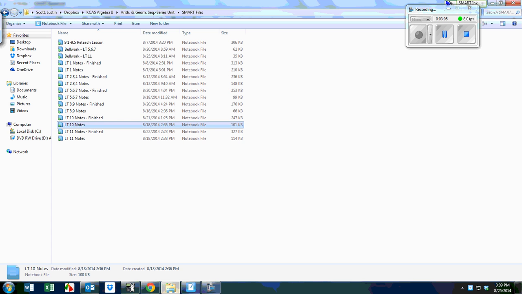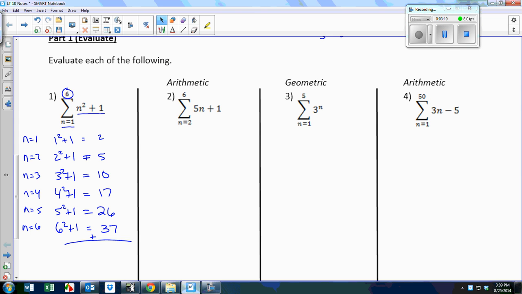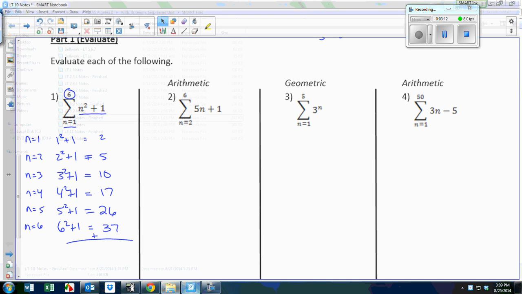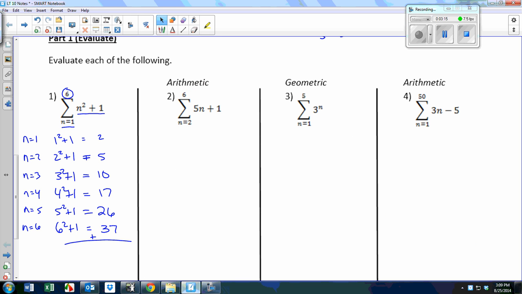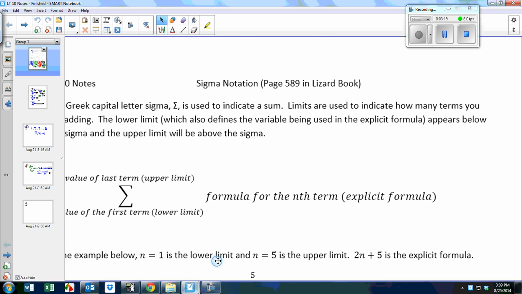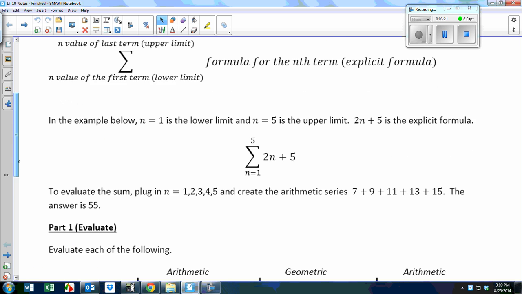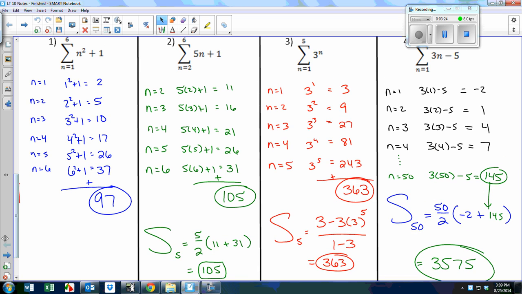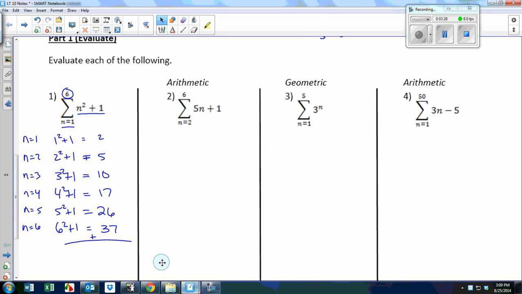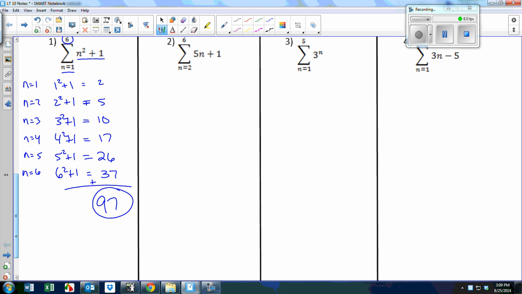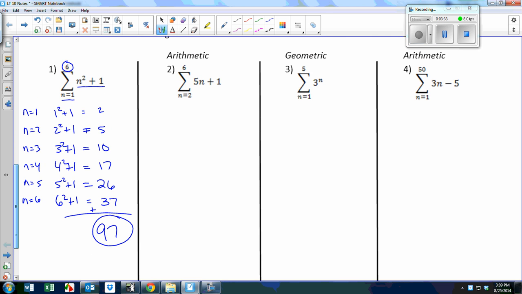I'm going to cheat a little bit and pull up the finished notes that we're going to be referencing. Here are the finished notes, and you can see that adds up to be 97. So 97 is our sum. Since that's neither arithmetic nor geometric, that's pretty much the only way to add those terms in that series.